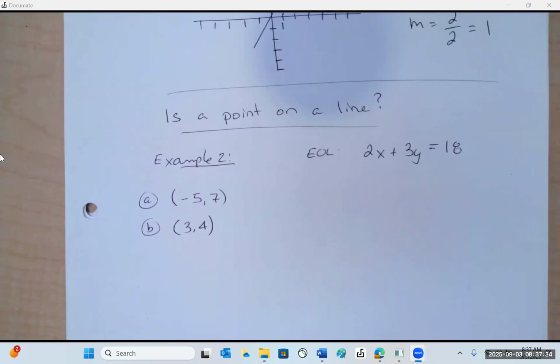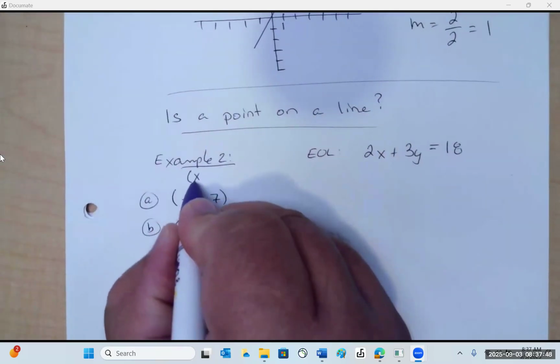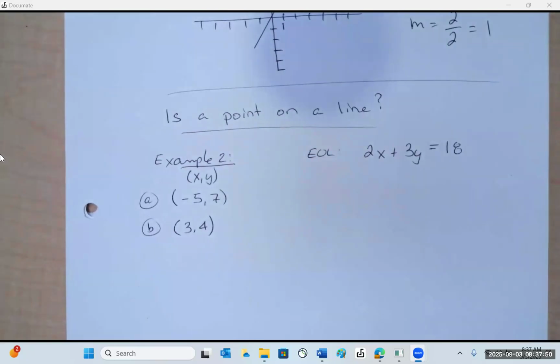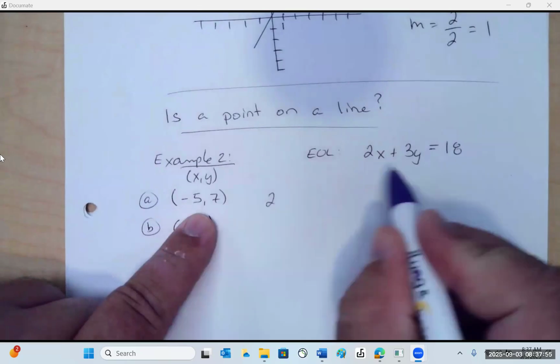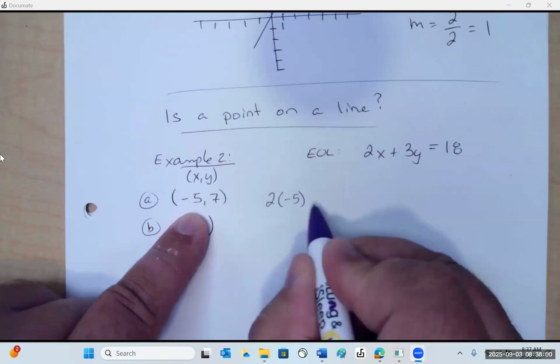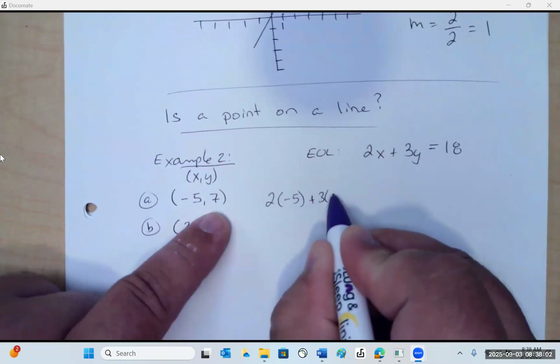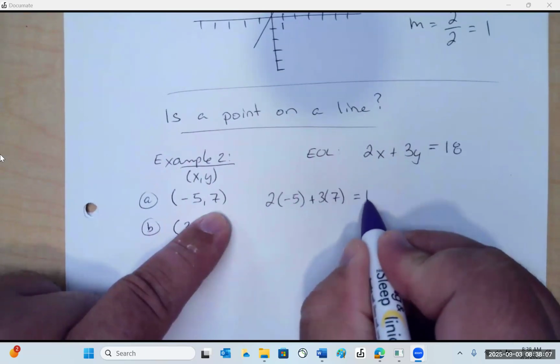Very good. But each point is made up of an x and y component, right? So just plug them in. So let's see the first one. In place of x, we put -5, plus 3. In place of y, we put 7. Does that equal 18?